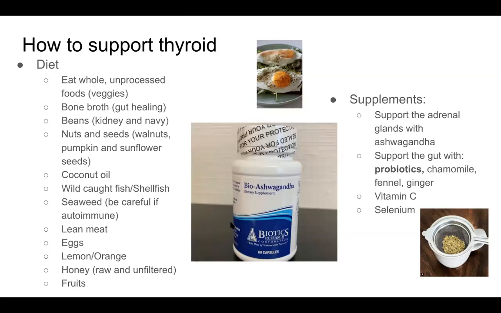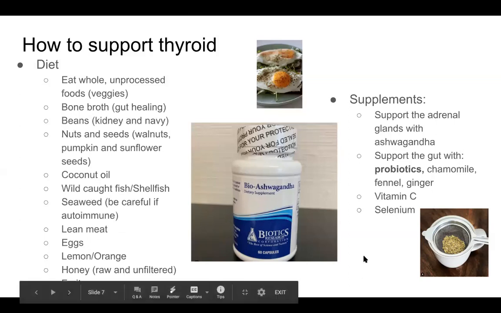A lot of times, supplement-wise, I recommend supporting the adrenal glands. Ashwagandha is an Ayurvedic herb that helps to regulate the adrenal glands and regulate cortisol. And then, of course, support the gut with probiotics, chamomile, fennel, ginger, vitamin C, selenium. And then, of course, we do have other blends of thyroid supporting supplements at the office if we need to do a little bit more additional support.